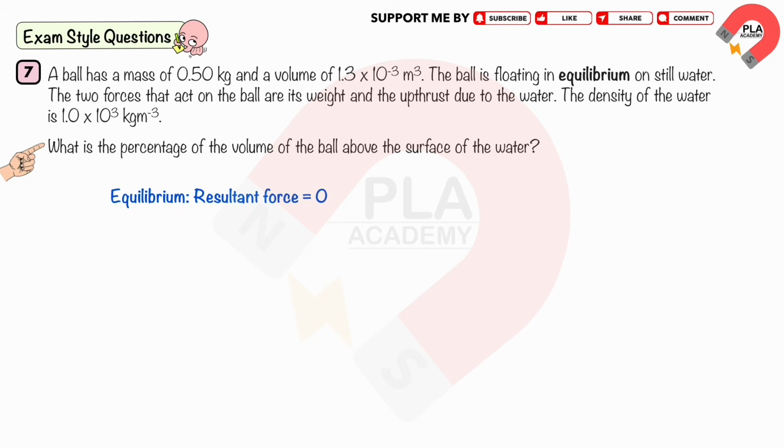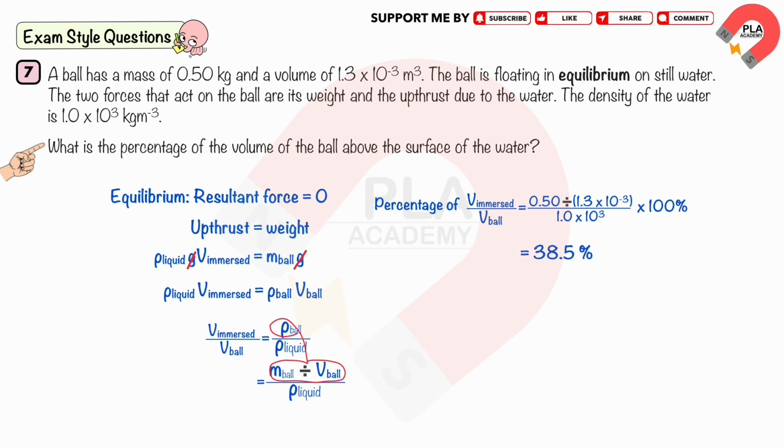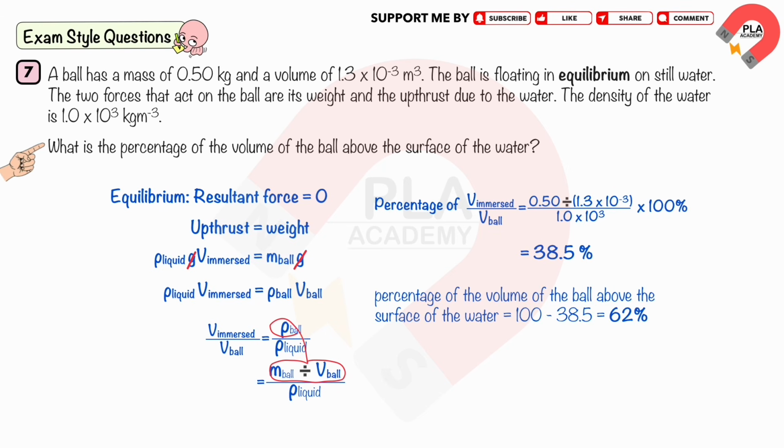When the ball is in equilibrium, the resultant force equals 0. This causes the upthrust to equal the weight of the ball. g is cancelled out for both sides. We rearrange to get the ratio of immersed volume to ball's volume, like this. The density of the ball is the ball's mass divided by the ball's volume. We solve the percentage of immersed volume to ball's volume to get 38.5%. So, the percentage of the volume of the ball above the surface of the water equals 62%.